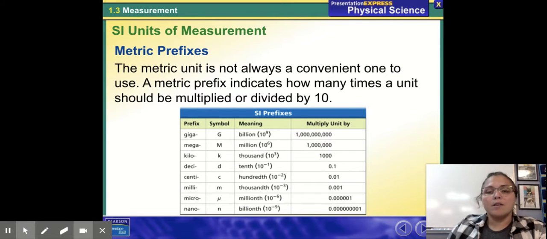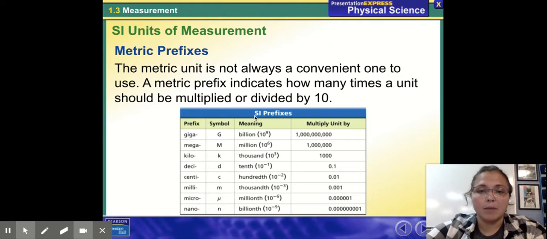The other thing with the SI system is that it's based off of metric prefixes, and so the metric unit is not always a convenient one to use. A metric prefix indicates how many times a unit should be multiplied or divided. We are going to spend a whole couple days working on converting metric units. But basically, the entire metric system is based off of multiples of 10.